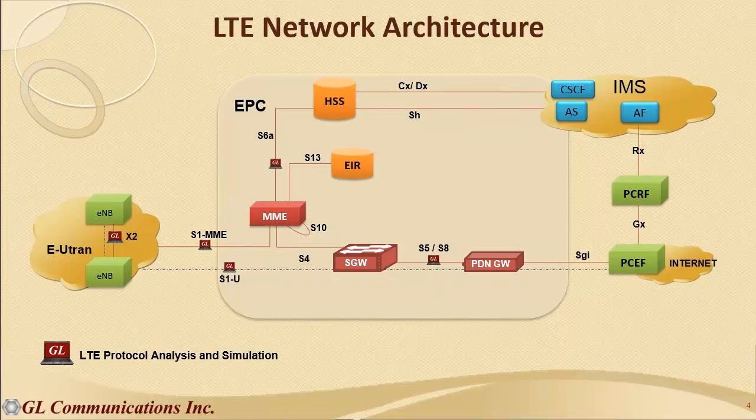MME is the entity which provides mobility services, security functions, and bearer functions to the mobile. Serving gateway is the entity which just routes the data from the base station to the PDN gateway, or from the PDN gateway to the base station, that is eNode B. PDN gateway is the entity which connects to the external world, that is the internet. So these are the important modules involved in the LTE architecture, the LTE network.